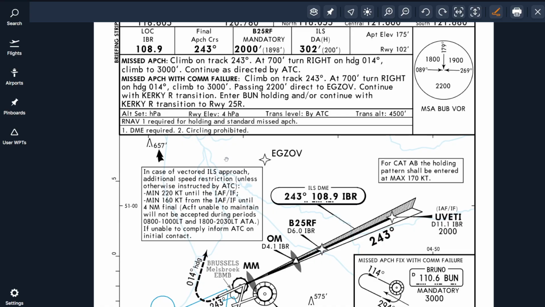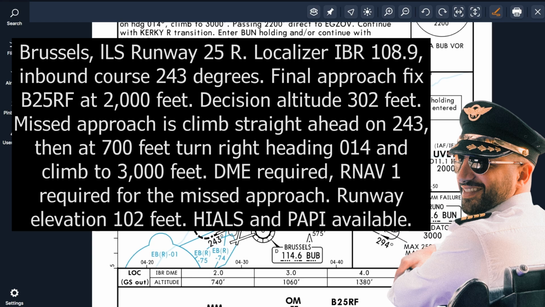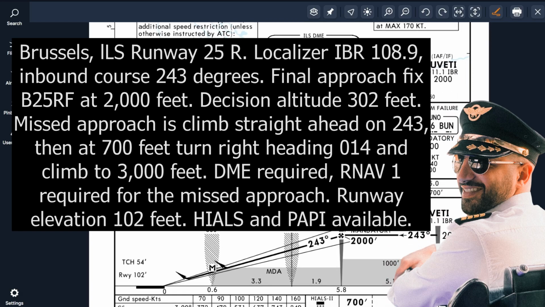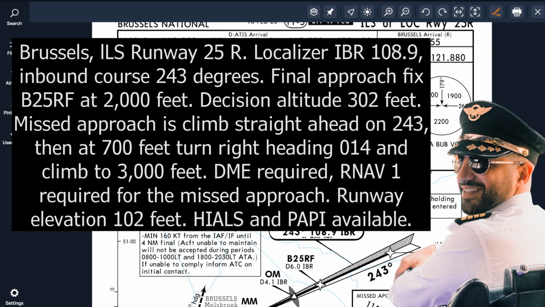A typical pilot approach briefing would sound like this. Brussels ILS runway 25 right, localizer IBR 108.9, inbound course 243 degrees, final approach fix B25RF at 2000 feet, decision altitude 302 feet, missed approach is climb straight ahead on 243, then at 700 feet turn right heading 014 and climb to 3000 feet.